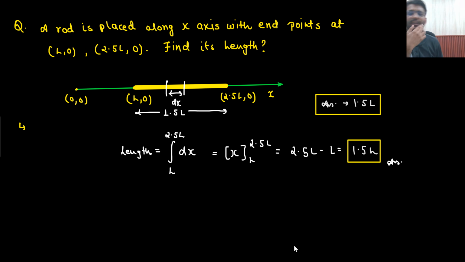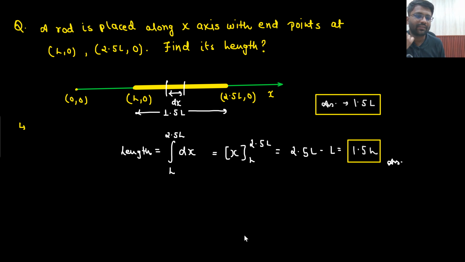So this is how you would have done it. A small length in the direction of x is dx, so simply integrate dx from L to 2.5L. That's it, this is the answer. This is known as a single integral. So a single integral is representing a length.